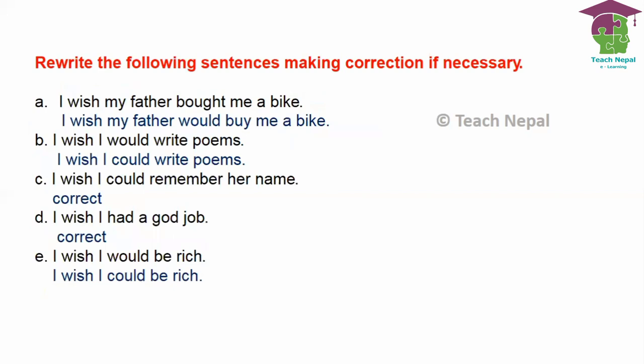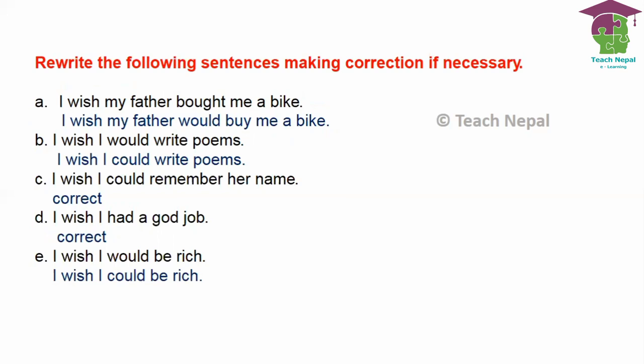Please go to this. Now the correction exercise. Rewrite the following sentences, making correction if necessary. I wish my father bought me a bike, right? I wish my father would buy me a bike, correct. With I wish, we use would plus verb 1, right?